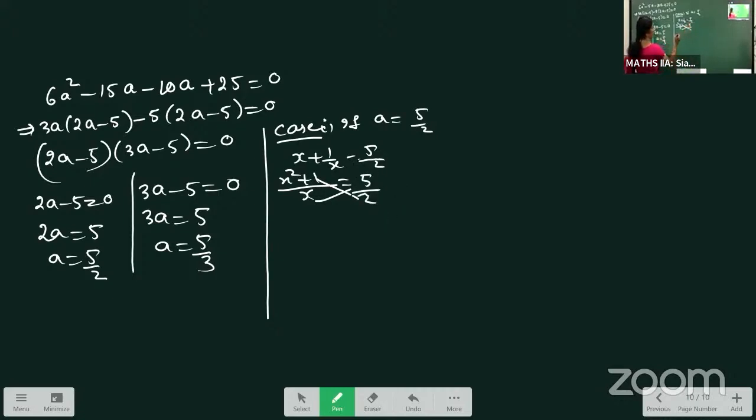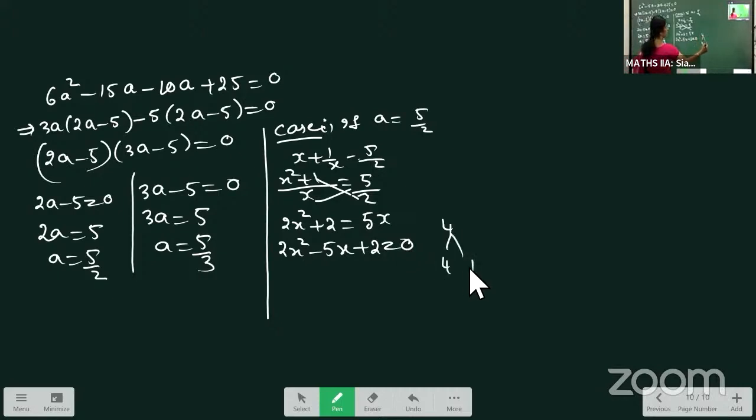If you cross multiply, 2x square plus 2 is equal to 5x. Bring 5x this side: 2x square minus 5x plus 2 is equal to 0. For the quadratic equation factors, we will be getting 2 into 2, that is 4. The 4 factors are minus 4 and minus 1. So 2x square minus 4x minus x plus 2 is equal to 0.